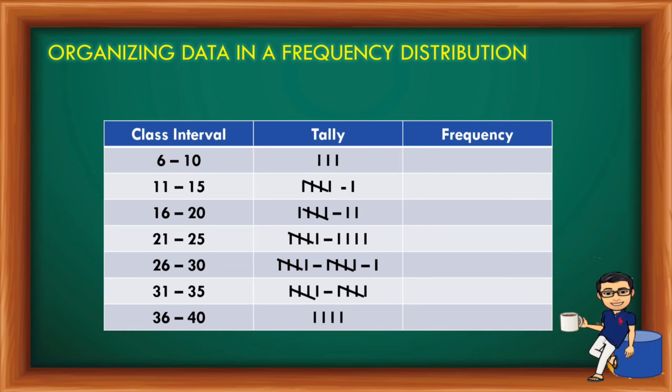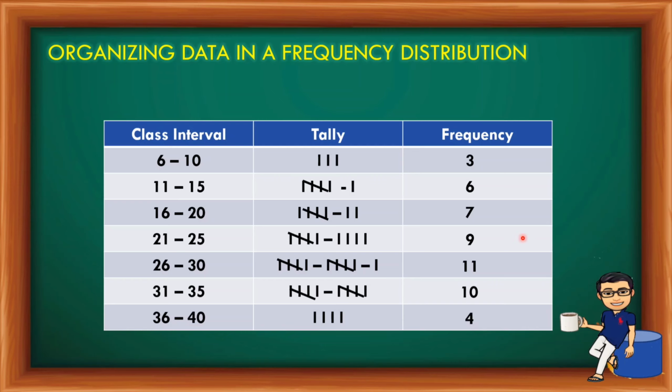So, ito yung pinakatali na nakuha natin kanina. So, gawin na nating frequency. Ang nakakuha ng score na 6 to 10 ay 3. 11 to 15, that is 6. 16 to 20, that's 7. 21 to 25, that's 9. 26 to 30, that's 11. 31 to 35, that's 10. Then 36 to 40, that's 4.